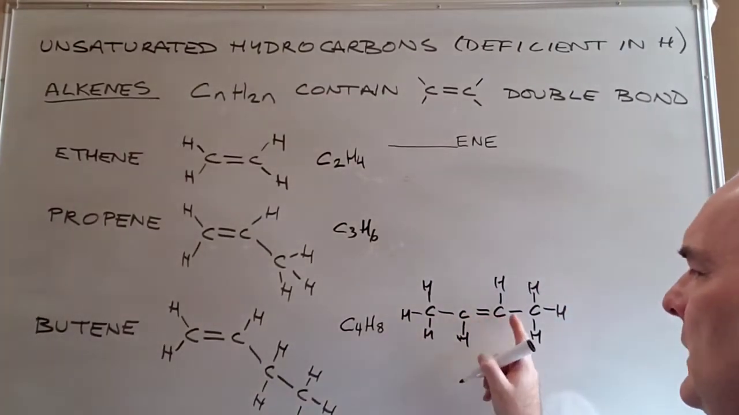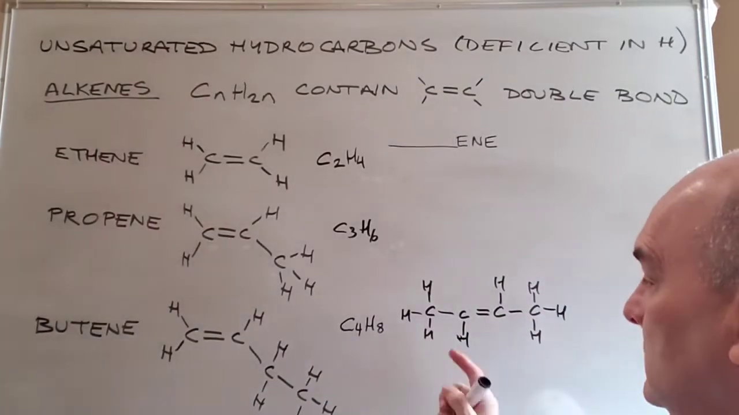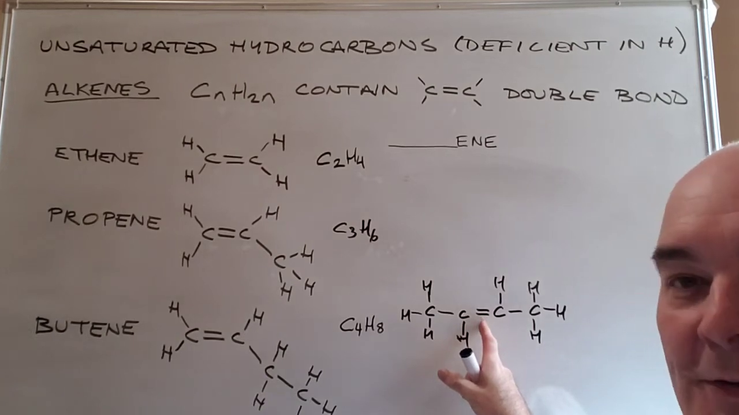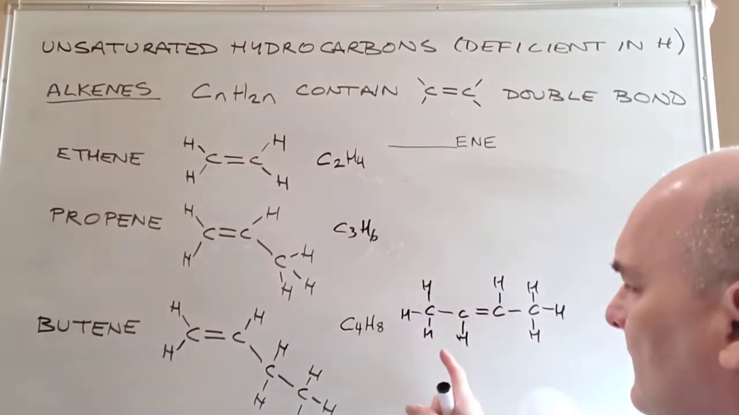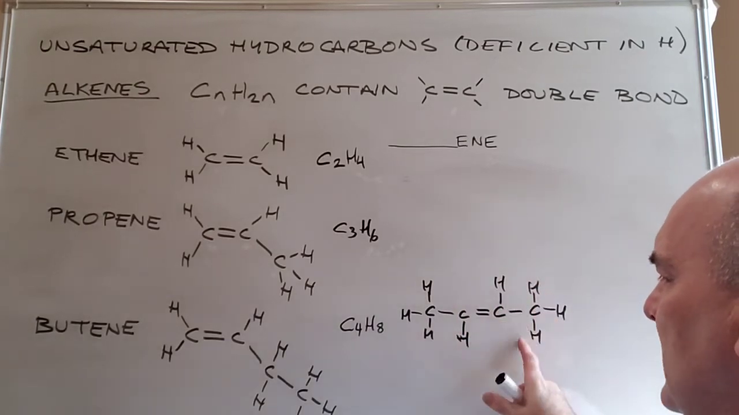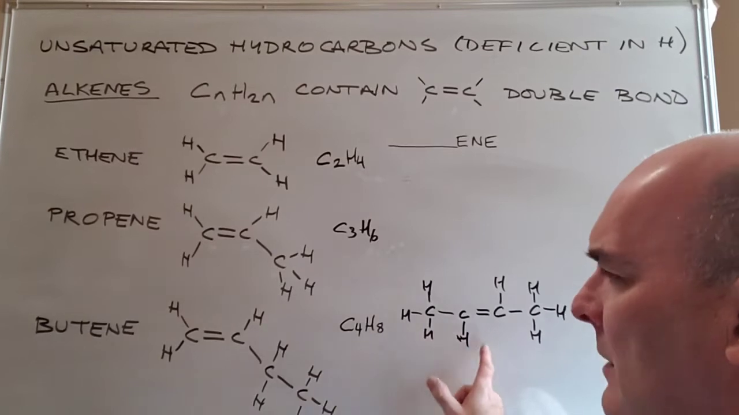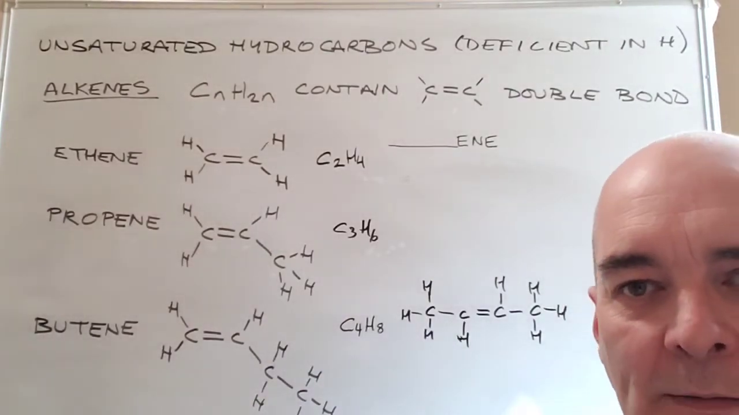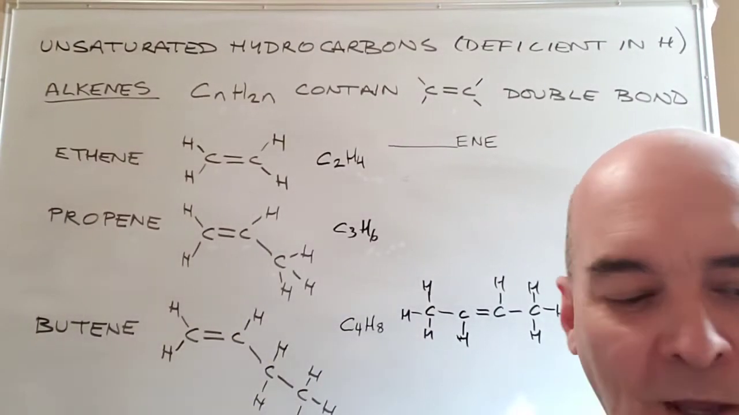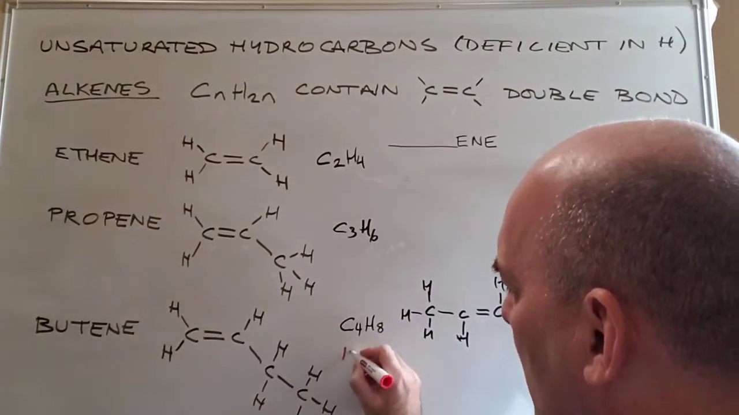One, two, three, four carbons, so it's a "but." There's a double bond, so it's an "ene." And one, two, three, four, five, six, seven, eight hydrogens. These are both called butene. They're both alkenes. They're isomers.